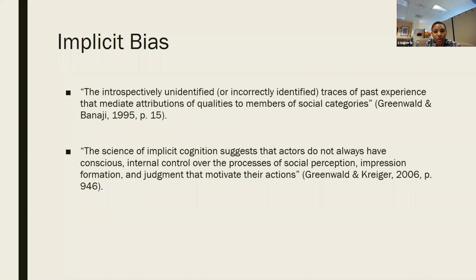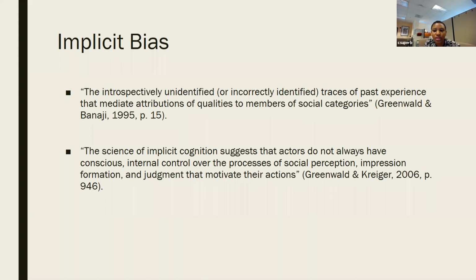And so one thing we also want to note is that actors do not always have conscious or internal control over their processes of social perception, impression formation, and judgment that motivates their action. And so we want to really focus that implicit bias is unconscious, it's subconscious, and the prejudices and negative attitudes towards certain types of people can be misidentified or unidentified. And so your brain doesn't know how to think about something, so it shortcuts it to what it knows, or it's misidentified, meaning that it only thinks about it in negative views because that's what society, or that's what we've been exposed to.